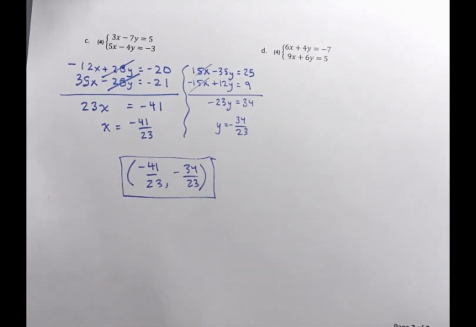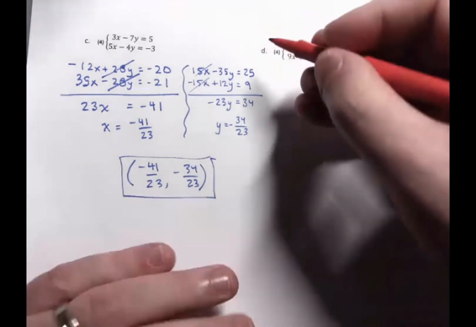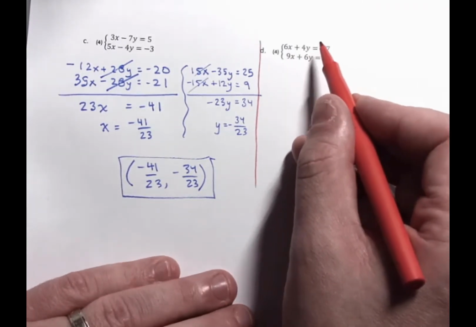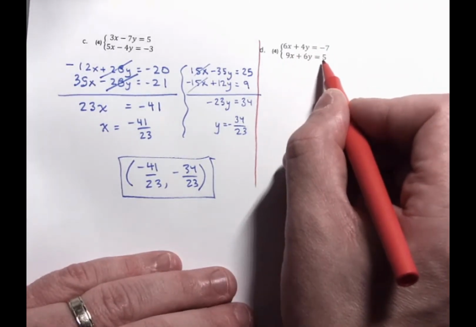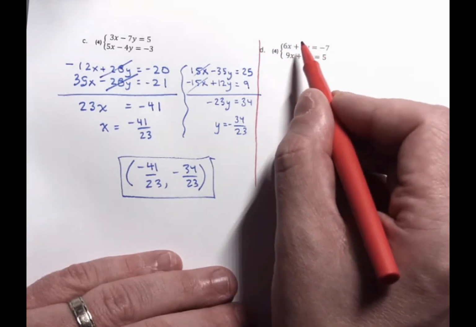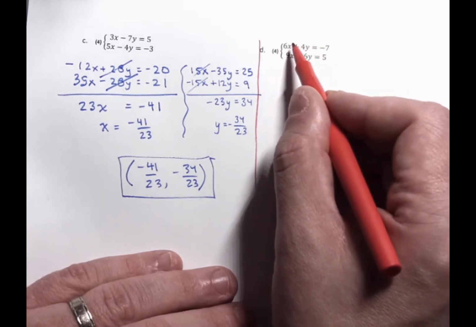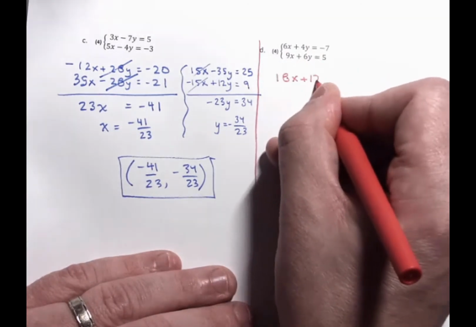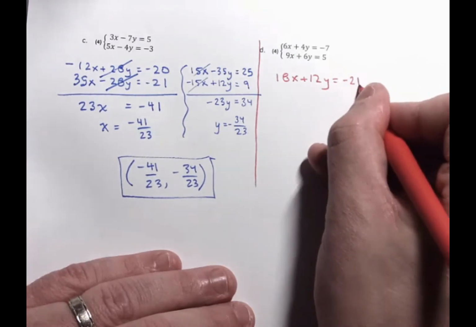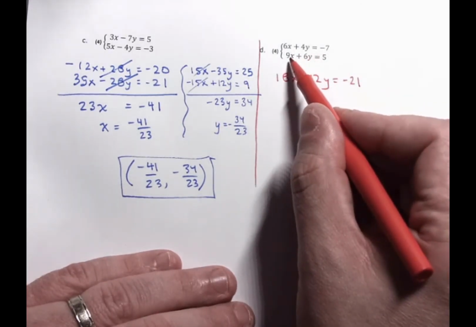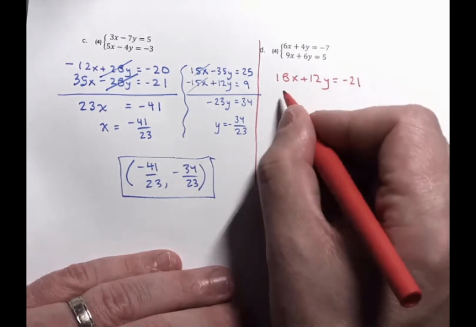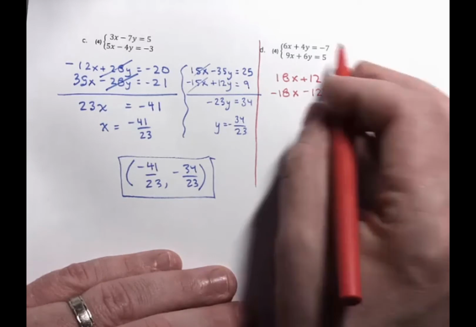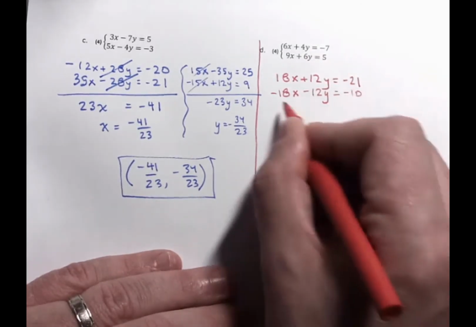And finally, for the problem over here, in part D, we have 6x plus 4y equals negative 7, and 9x plus 6y equals 5. Let's multiply the top equation by 3. Multiplying by 3 yields 18x plus 12y equals negative 21. And then I'll multiply the bottom equation by negative 2. So I'm lining up those x's. Negative 2, negative 2, negative 2.